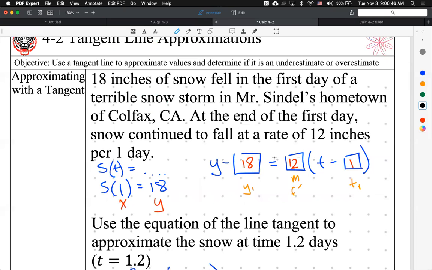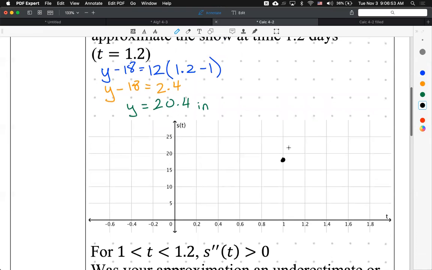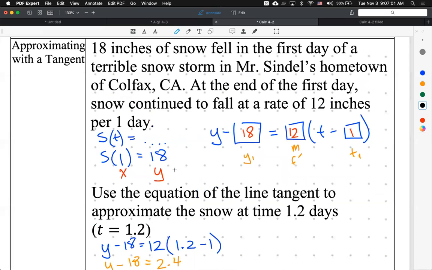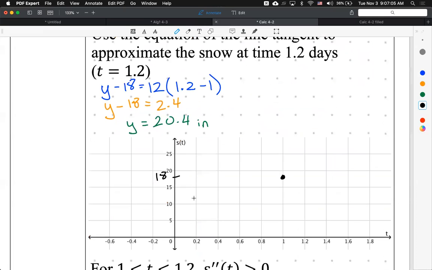What else did they give us? They told us that the rate is 12 inches per one day. So if I come down here, 12 inches per one day, that means if I go down 12, this is originally the height of 18, right? I got that right? Yeah, 18. So if I go down 12, that should be down to 6, so right about there. So I can have that point.